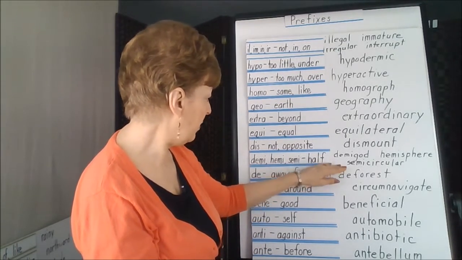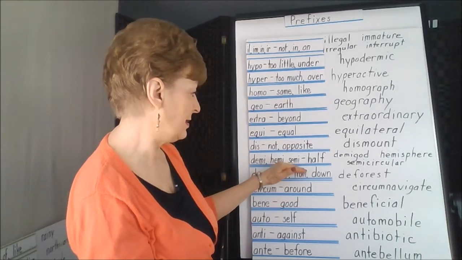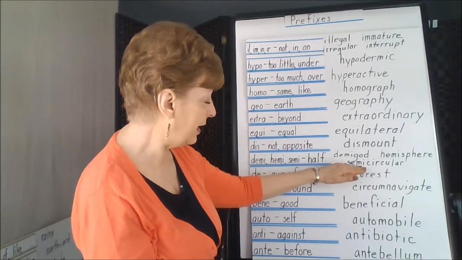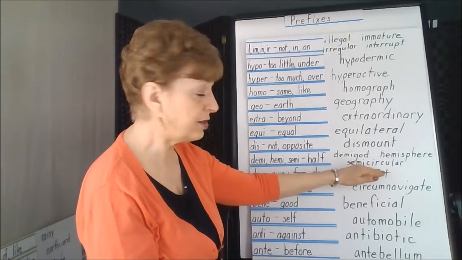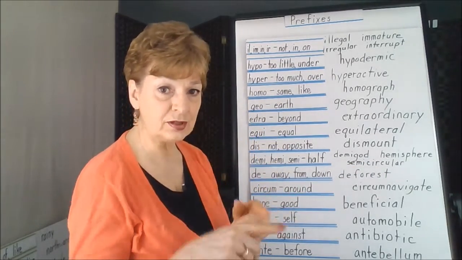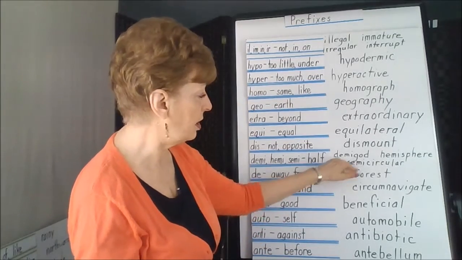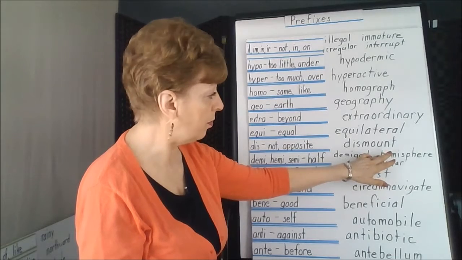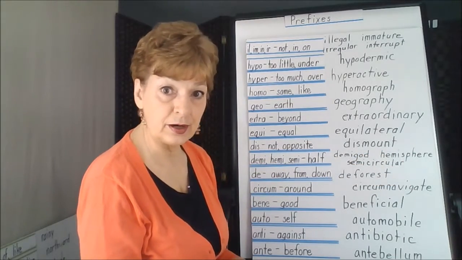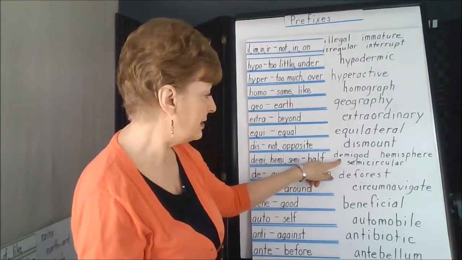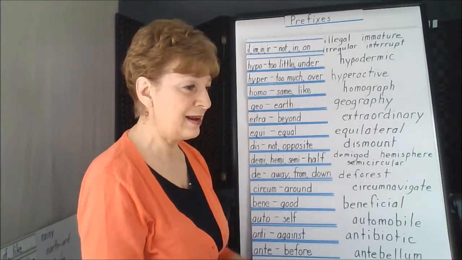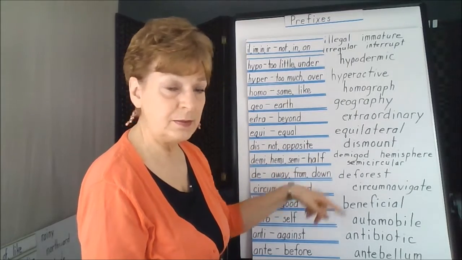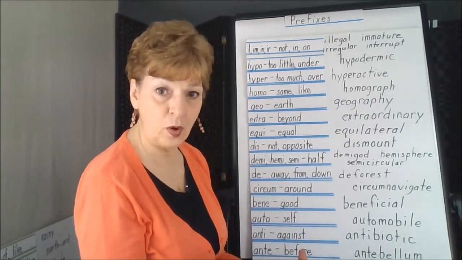Let's see, here we have demi, hemi, and semi, meaning half. So if we have a semicircular, we would have a circle with its half of a circle. Hemisphere, we have the hemispheres of the globe, meaning half of the sphere, a hemisphere. And the demigod, well, we're not exactly cutting a god in half, but it means lesser or not whole.